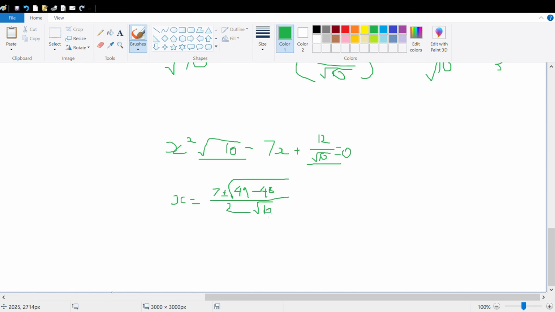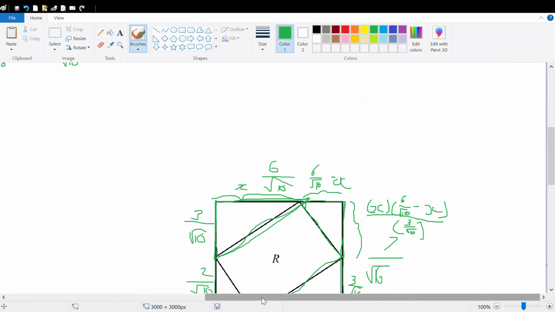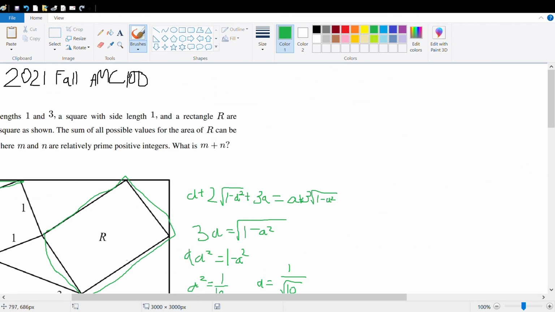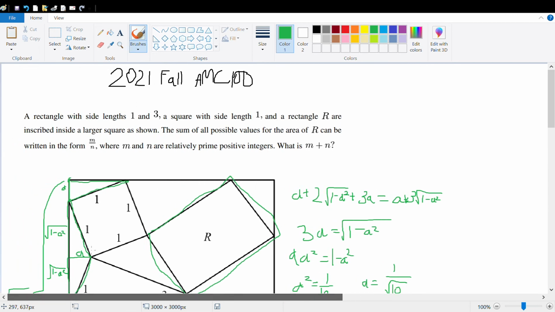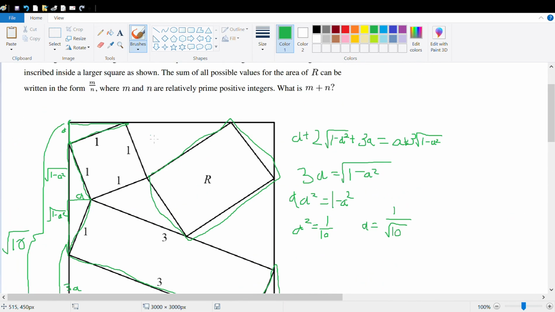And we can rewrite this nicer. It's actually not so scary. x is just either 4 over root 10 or 3 over root 10. That's really nice for such an ugly quadratic initially. And so we can go all the way back up to our original diagram. And now we have that this side length here is either 4 over root 10 or 3 over root 10.